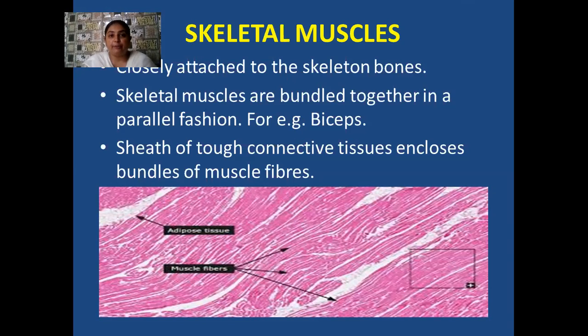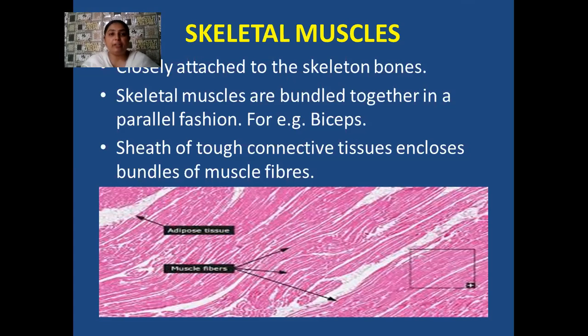Secondly, they are known as voluntary muscles because they can do movements according to our will. Also, these muscles are associated with our skeletal bones and they are responsible for the movement of our skeletal bones. What about their structure? Their structure is that these muscles are bundled together in a parallel fashion, for example, the biceps muscles of our forelegs. And what is the next thing that is very special about them?